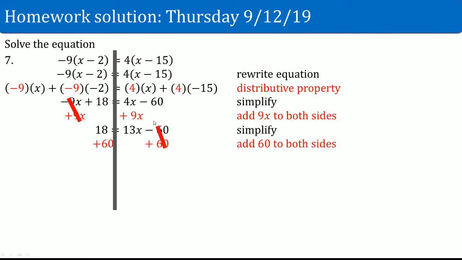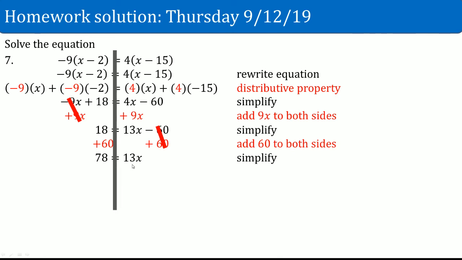This should cancel out here. Okay? This cancels out. That's the reason why you do the opposite. So 13x is left alone on the right-hand side. 18 plus 60 is 78. Don't know how to add? Grab a calculator. This looks like Monday's problem.